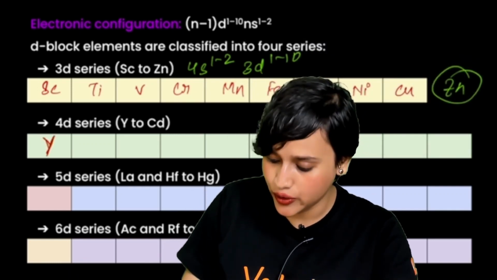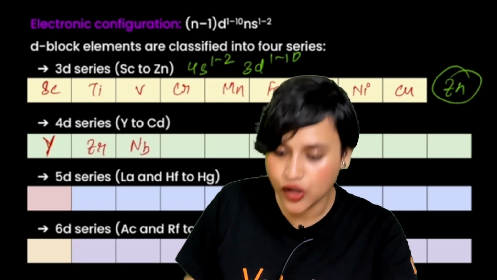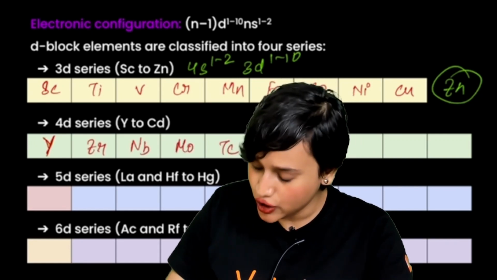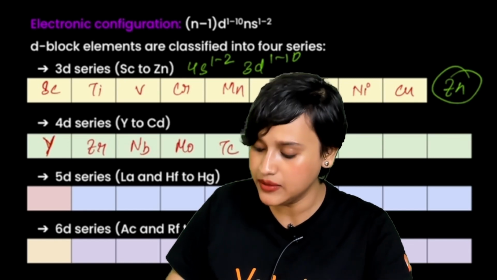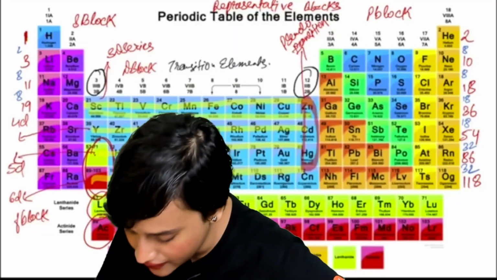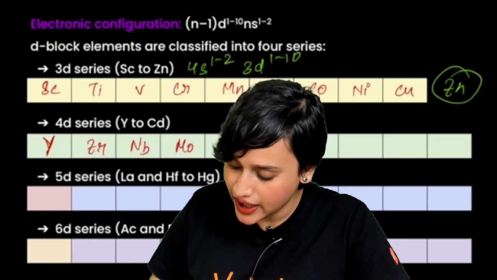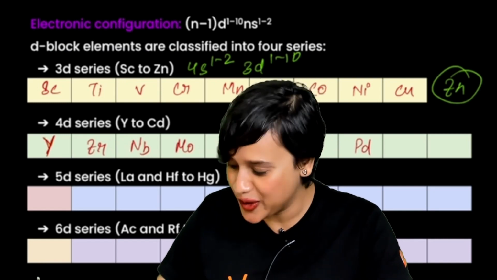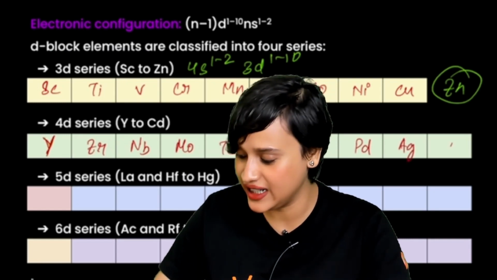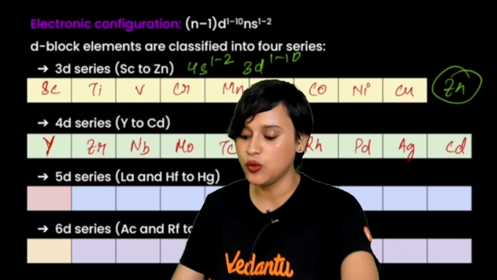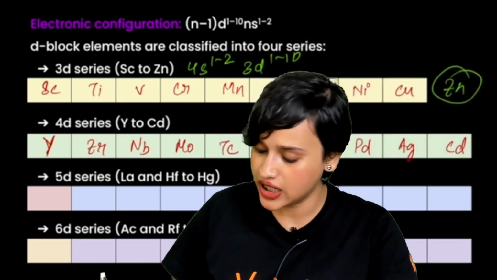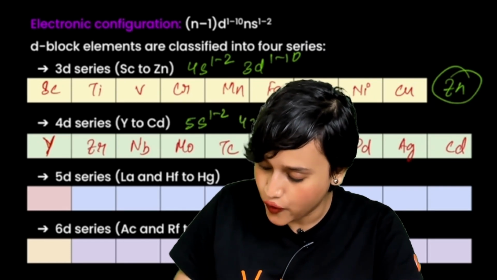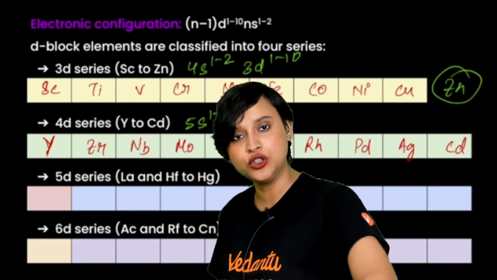Yes, after that, what do you have? Zirconium, niobium, molybdenum, technetium, ruthenium. Yes, ruthenium only, right? Then you have rhodium, then palladium, then silver, and finally cadmium. So what is the electronic configuration here? The electronic configuration here is 5s 1 to 2, 4d 1 to 10. Cool.